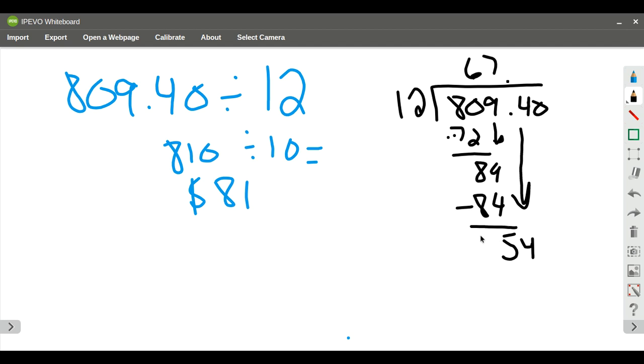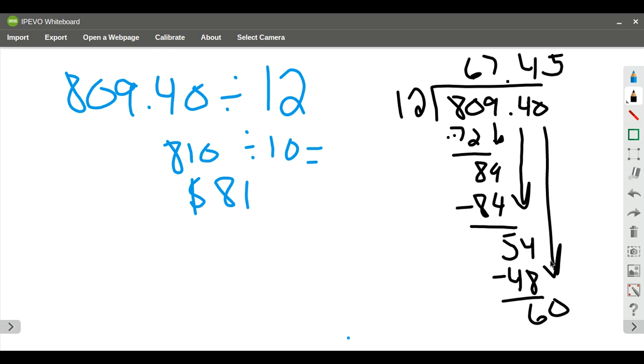12 goes into 54 4 times. And so 12 times 4 is going to be 48. Subtract, I have 6 left over. Bring down the 0. 12 goes into 60 5 times. 12 times 5 is 60. Subtract, and I have nothing left over.